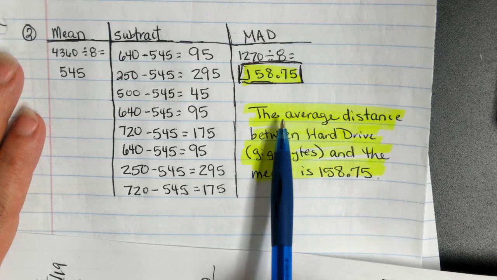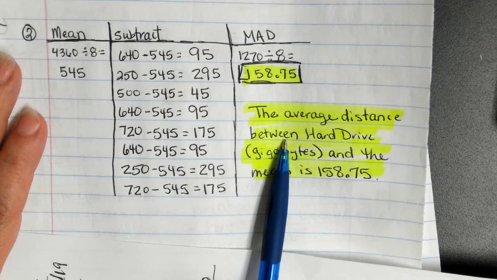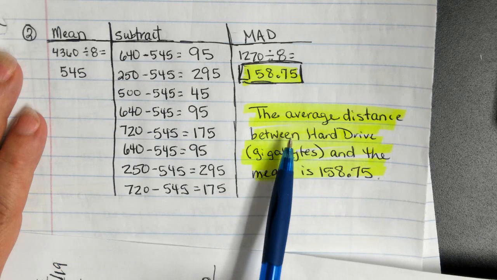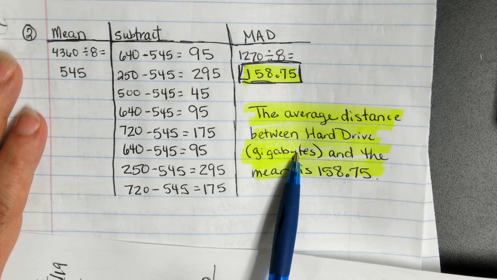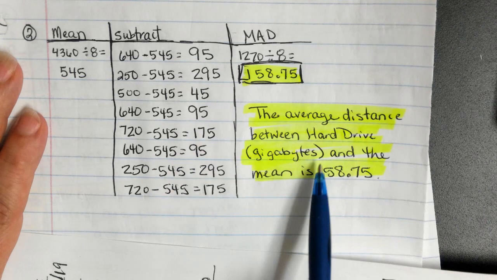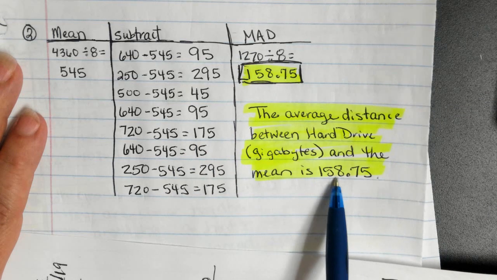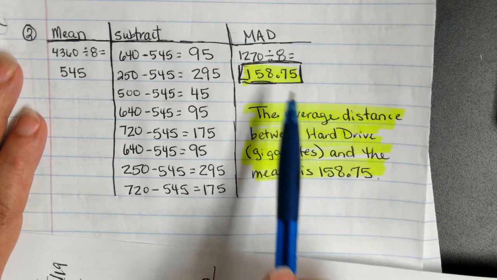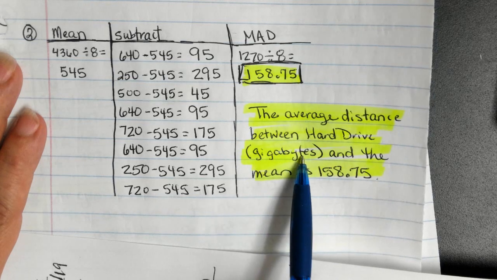If you'll notice, I write the same thing: the average distance between whatever that topic is. This topic was gigabytes. This one was planets and moons or something. And the mean is, and if you'll notice, it's the same words each time, and I just write that amount. I'm not seeing a sentence on the test. I'm going to be very happy if you can get to that number. I don't know that I'm going to really harp on that.